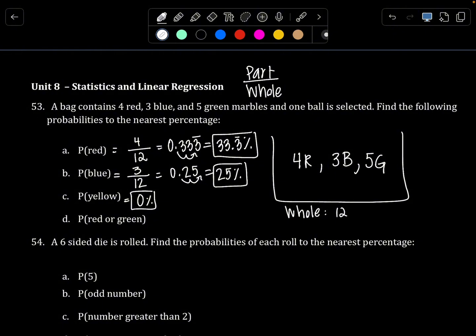What about if you're red or green? So you have a probability that you're red or a probability that you're green. The probability that you're red is 4 out of 12 plus green, which is 5 out of 12. And what is that?